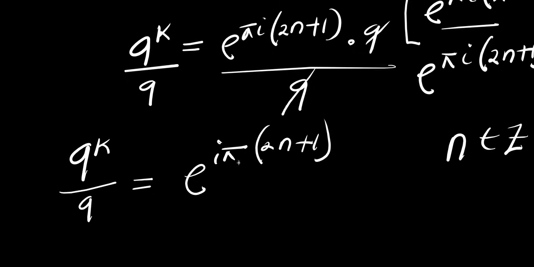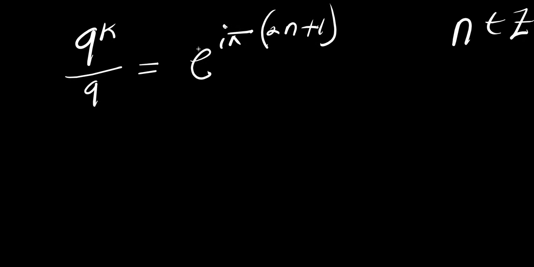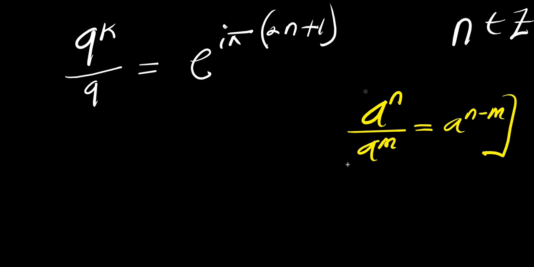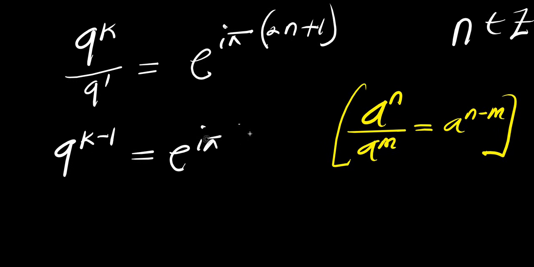So, considering this particular identity again, if you have a power n divided by a to the power of m, this equals a power n minus m. And remember, this 9 is also raised to the power of 1. So 9 power k divided by 9 power 1 will give you 9 power k minus 1 equals e power I times pi times 2n plus 1.